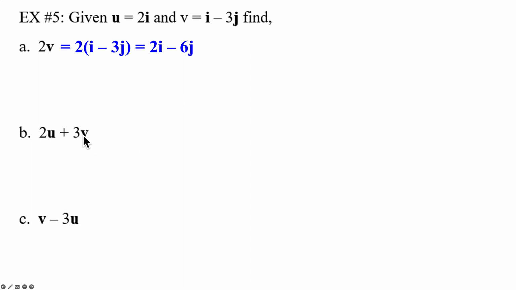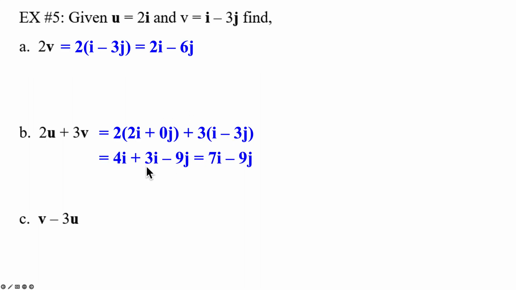2u plus 3v, okay, here's that u vector. Optional to put 0j, it's not needed. Just putting it there if you want to see it. I probably won't do it in the future. 2 times 2i is 4i. That becomes a 0j, so it's basically eliminated, simplified itself out. Then we got a plus 3i and a minus 9j. Combine the 4i and the 3i to get 7i. There's my standard form and ij form, 7i minus 9j, or again, component form 7 comma negative 9.